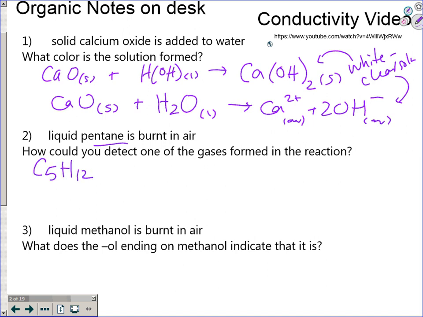C5H12, so that's 2n plus 2: 5 carbons, 2n is 10, plus 2 is 12, and that's because it's an alkane. Okay, burnt in air means what?